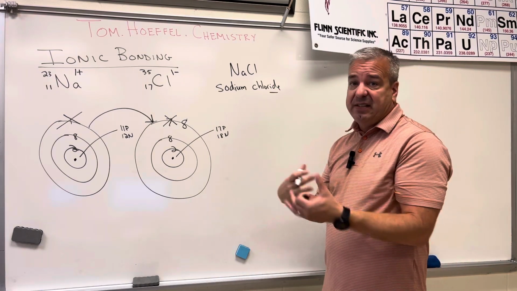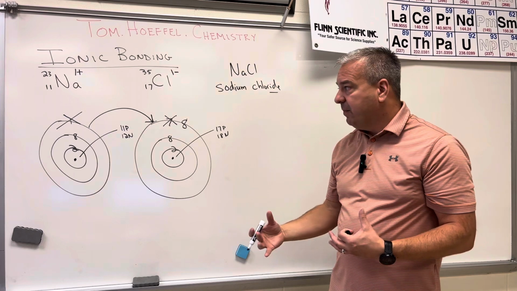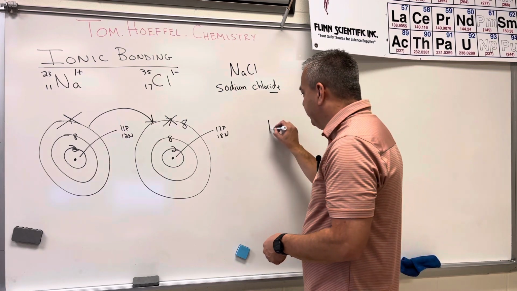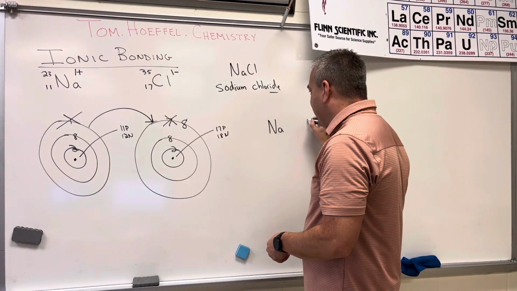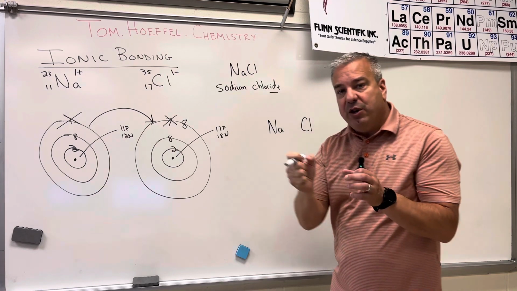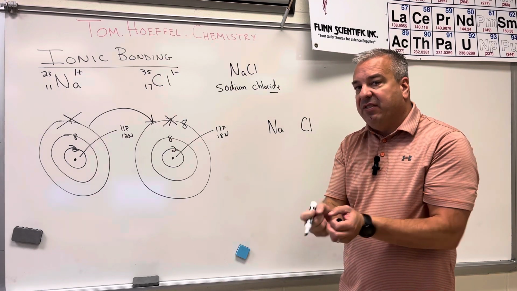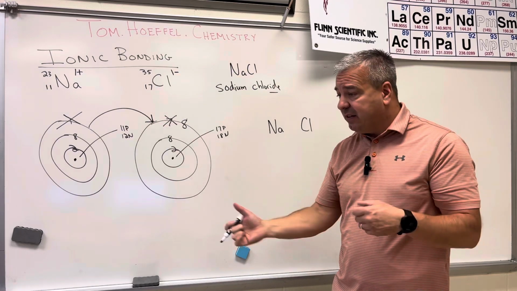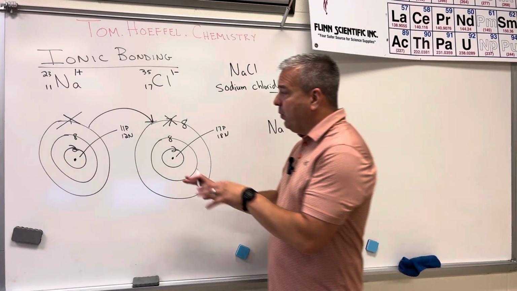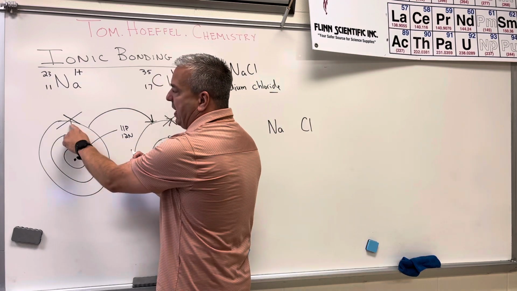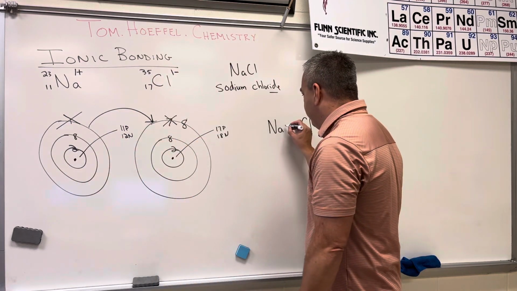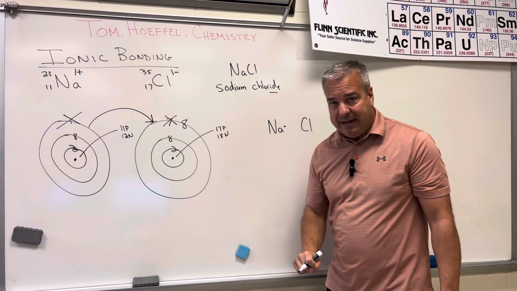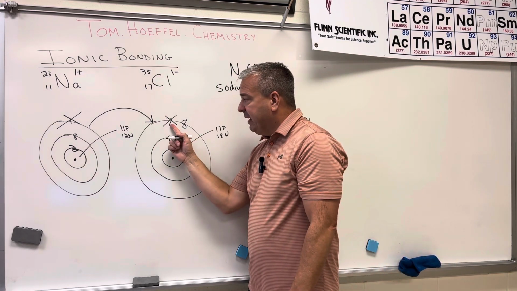And we have this thing called a Lewis dot structure where you write down the symbol. So we've got sodium and chlorine, and then we use one dot to represent each valence electron. So if there's one valence electron, one dot. Two valence electrons, two dots. When we started this problem, we had one valence electron on the sodium, so it gets one dot. And when we started the chlorine, it had 7.